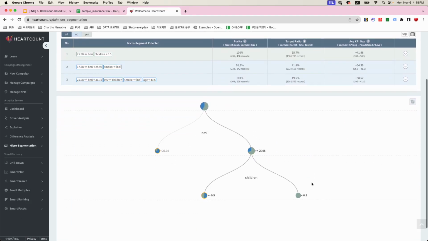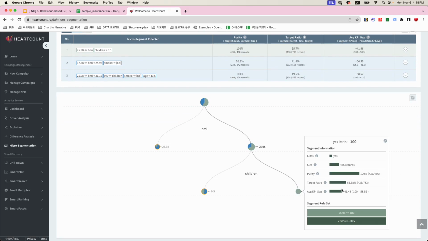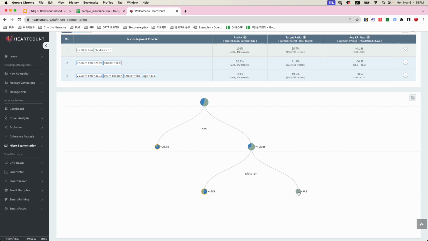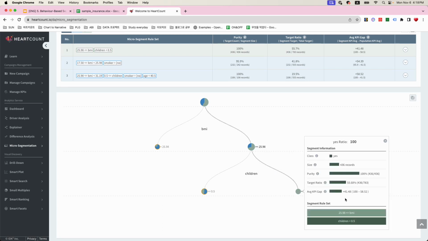So for example, right here, 436 individuals had an obesity index above 25.98 and had no children. So all of them had been hospitalized within the last 6 months. This condition would be an excellent targeting factor if we were to look for recently hospitalized individuals. And conversely, if we aim to market health insurance, targeting these criteria may be advantageous regardless of ethical considerations.